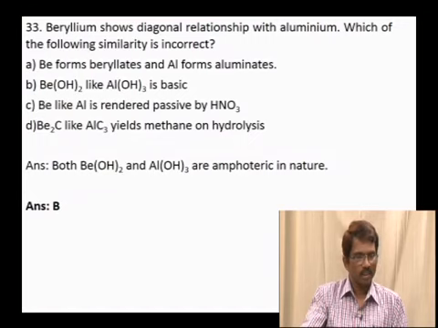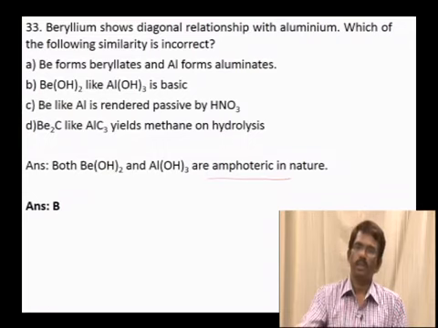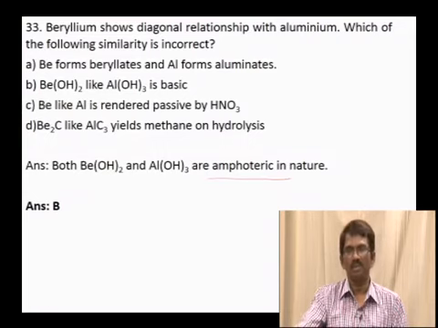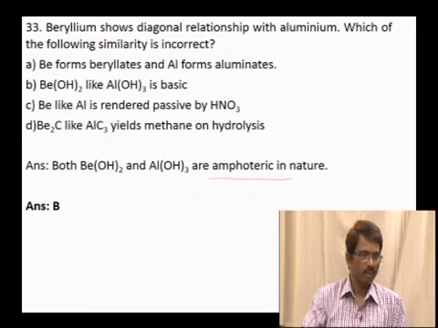Beryllium hydroxide, like Al(OH)3, is basic. Beryllium hydroxide and aluminum hydroxide, both hydroxides are amphoteric in nature. That means to say, a substance is said to be amphoteric if it exhibits both acidic and basic properties. Both beryllium hydroxide and aluminum hydroxide are amphoteric, and this is the incorrect statement regarding the diagonal relationship, and hence the option B is the correct answer.